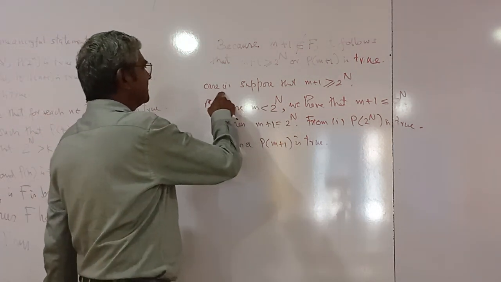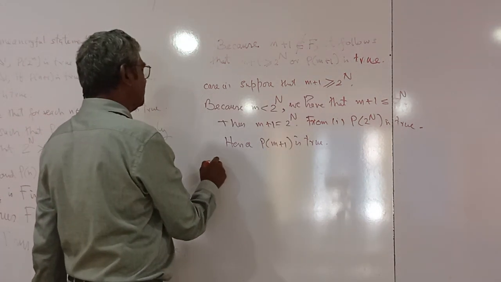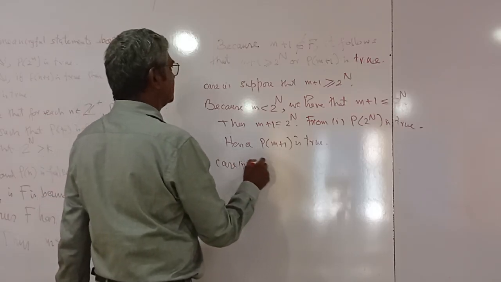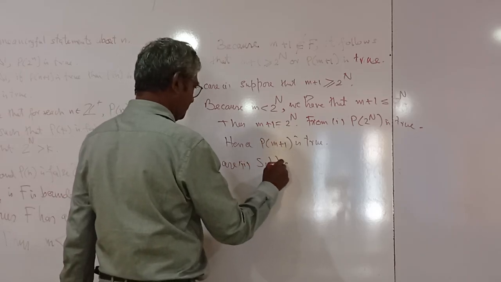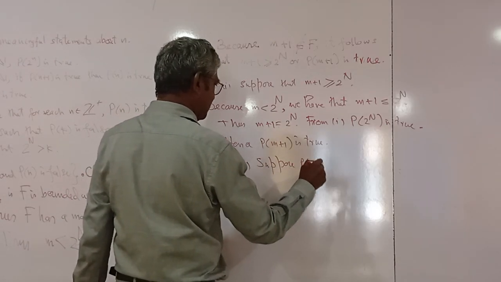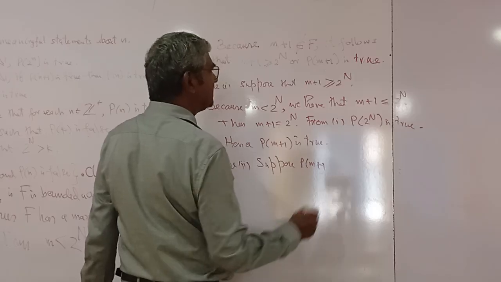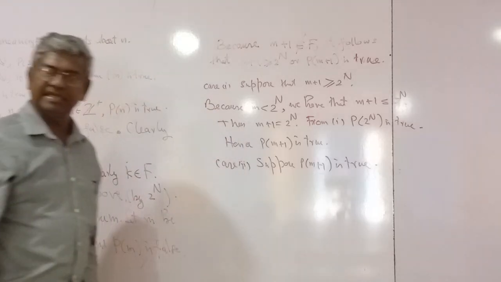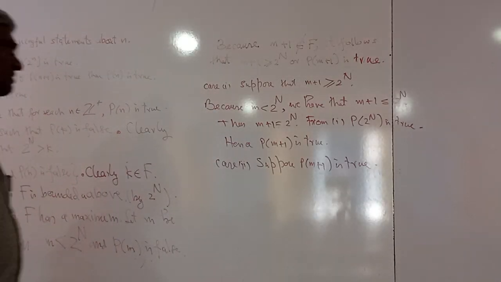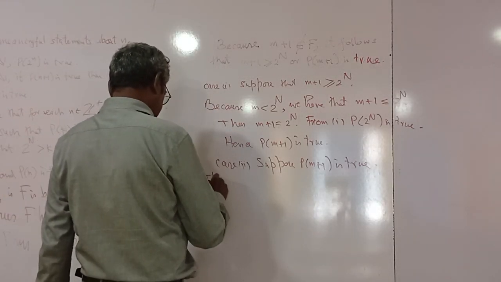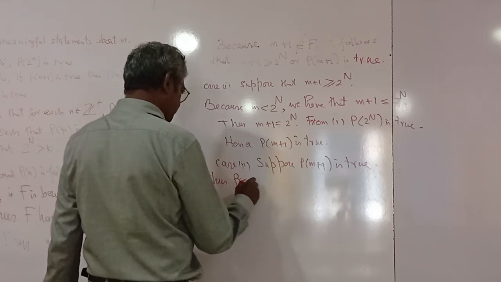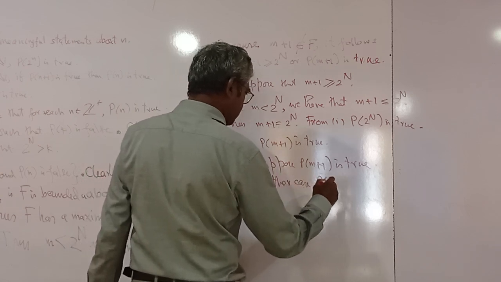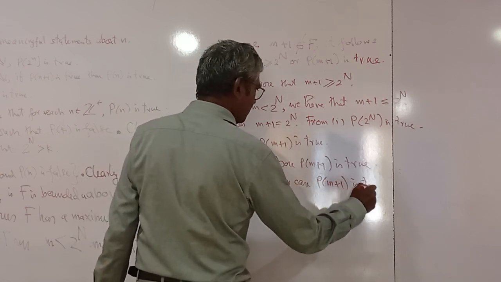Case 1, I got this; case 2, I got that. Suppose P of m plus 1 is true. Anyway, from either case you get P of m plus 1 is true. Thus from either case, P of m plus 1 is true.